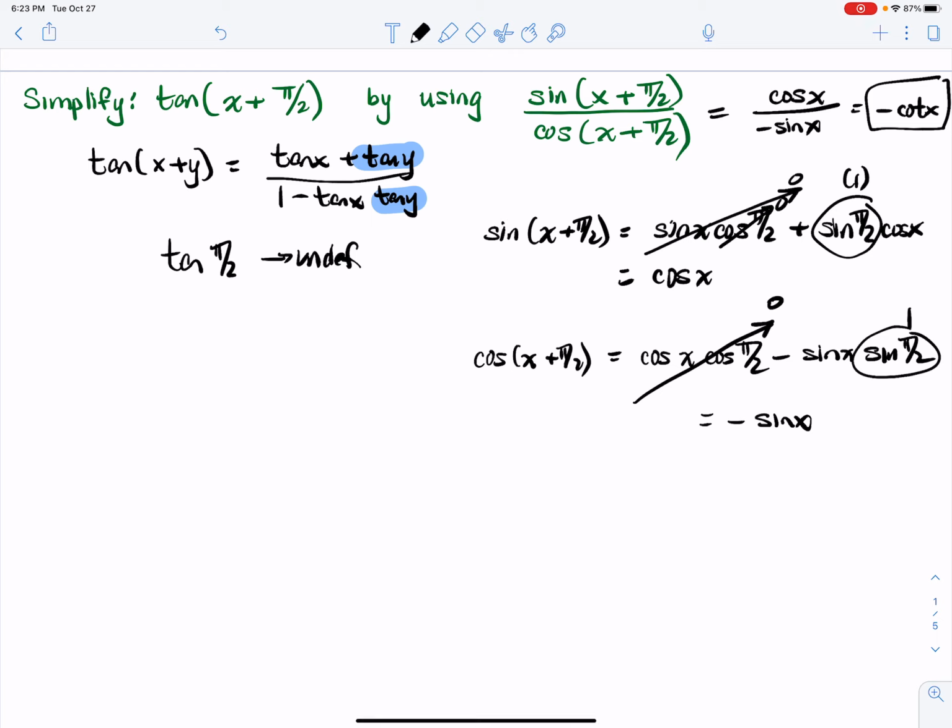And here's a challenge for you. If you graph y equals tangent of x plus pi over 2, which means you're shifting tangent to the left pi over 2 units, it's going to look exactly like the reflection of cotangent. So graphically, you could establish this as well.